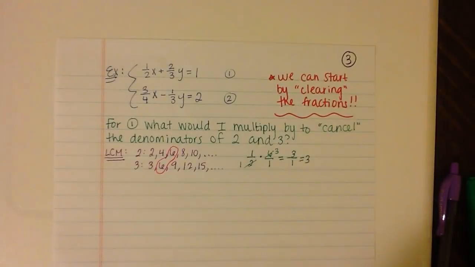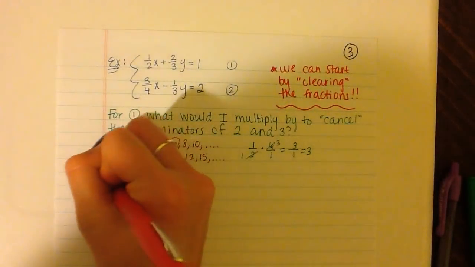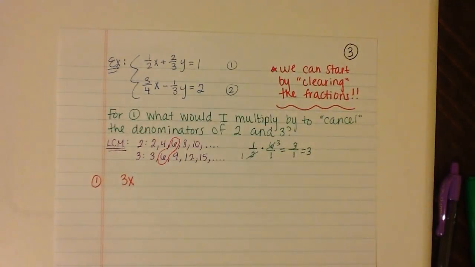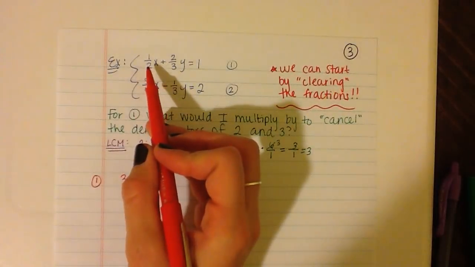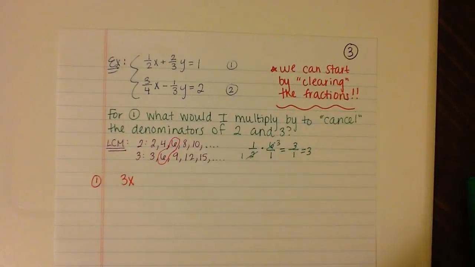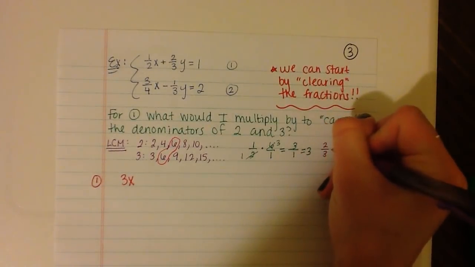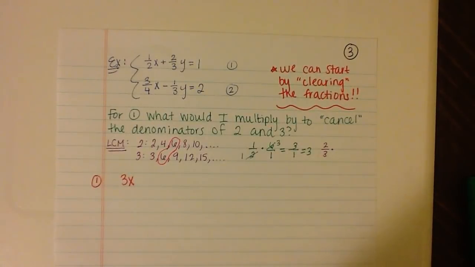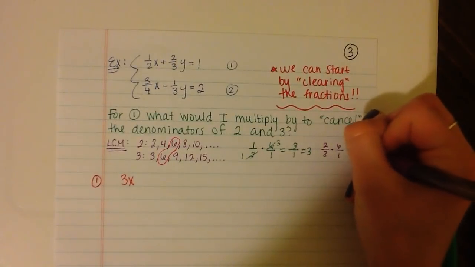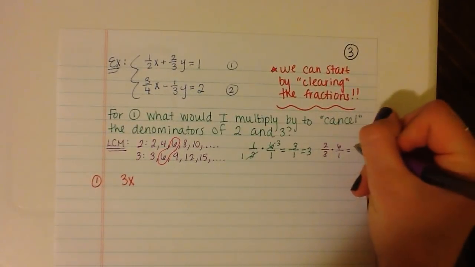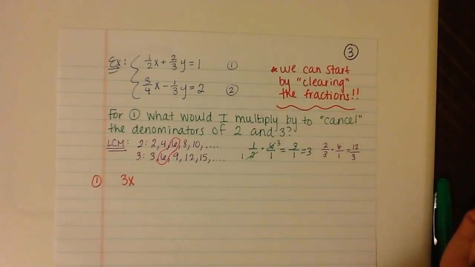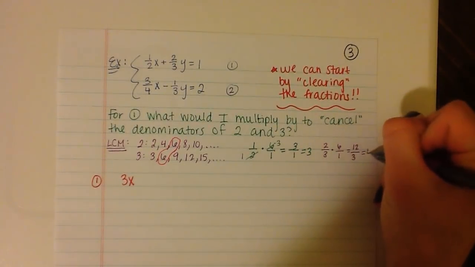So down here, we can rewrite our first equation as 3x. We changed 1/2 to 3. Now we have to change our 2/3. So we're going to have 2/3 times our least common multiple, which we said was 6. So we'll multiply straight across. 2 times 6 is 12. 3 times 1 is 3. 12 divided by 3 is 4.